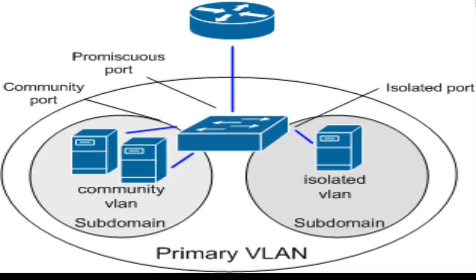So you have three ports. And how do you implement it? Basically, first of all, you need to put all of them into one VLAN, called the primary VLAN. So let's say my primary VLAN is VLAN 10. You put all of them into VLAN 10. I'm saying all of them. You understand? All of them are in VLAN 10. Then you create what you call sub-VLANs.